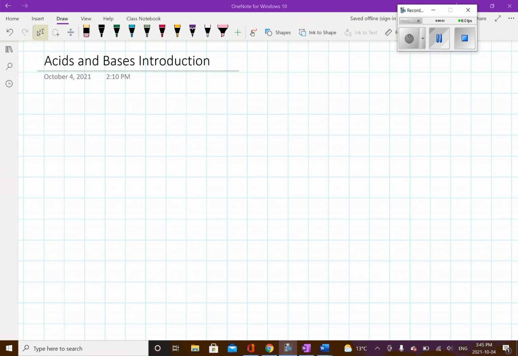Okay, so today we'll start with acids and bases, the introduction of it. We'll be a bit all over the place, but I will try to keep it as short as possible. It will be kind of a review for you.